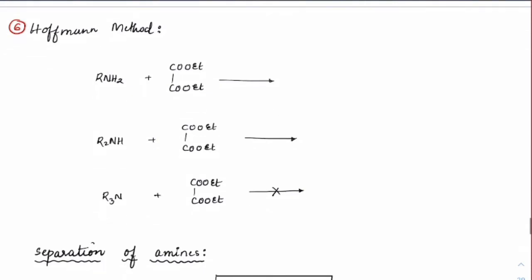Next, the other method by which we can identify, detect primary, secondary and tertiary amines is the Hofmann method. The Hofmann method will take diethyl oxalate, okay, so we are taking diethyl oxalate and treating that with primary, secondary and tertiary amines. In case of primary amine, what has been found, let's see.